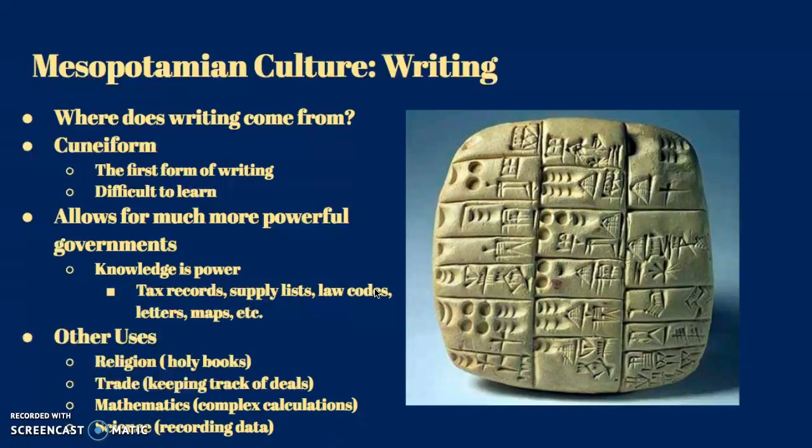Writing is also very important for all sorts of other stuff, though. In religion, it can be used to write down holy texts, which can allow for the spread of religious ideas. You can use it in trade to keep track of your deals. You can use it in math to make complex calculations. And you can use it in science to record data, so you can start keeping track of patterns in the natural world. Writing is super huge, and it allows for the rapid exchange of information in basically every field of civilization.